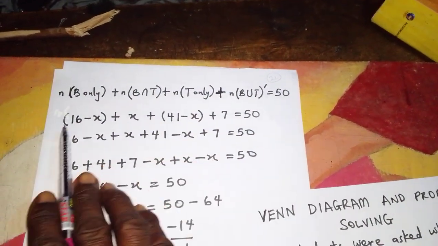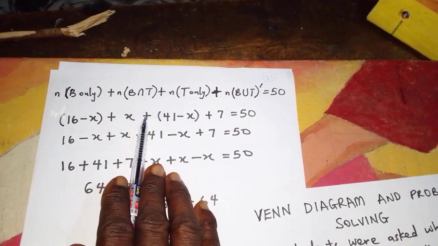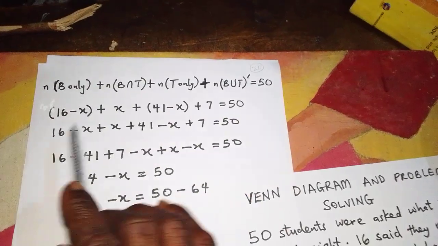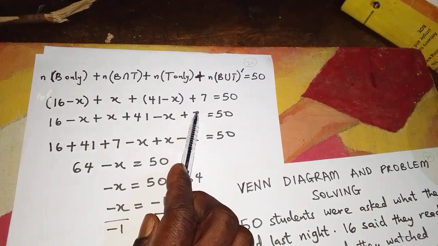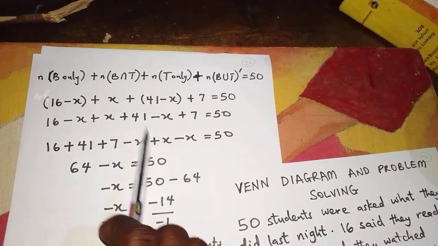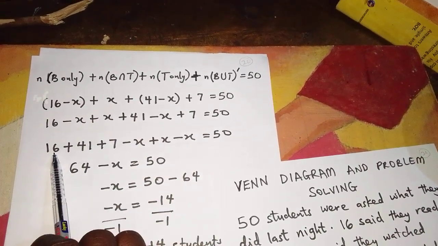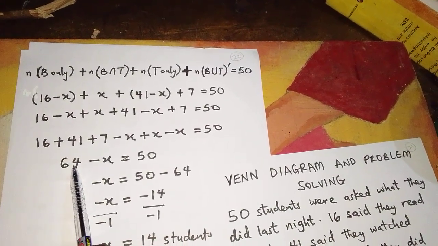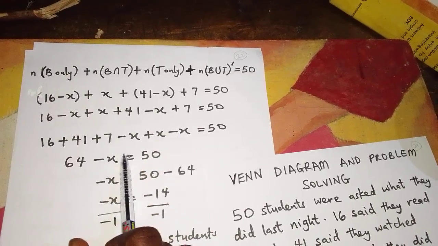Open the bracket here. That's 16 minus X plus 41. Plus times minus gives us minus X, plus 7, is equal to 50. If we rearrange them, 16 plus 41 plus 7 minus X plus X minus X is equal to 50. 16 plus 41 plus 7 will give you 64. Minus X plus X is 0, so 64 minus X is equal to 50.